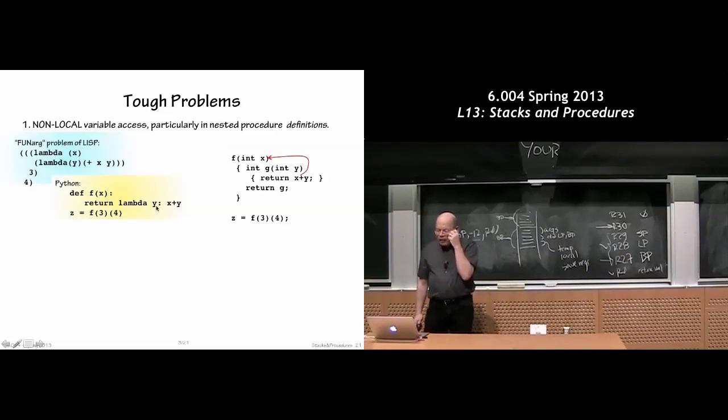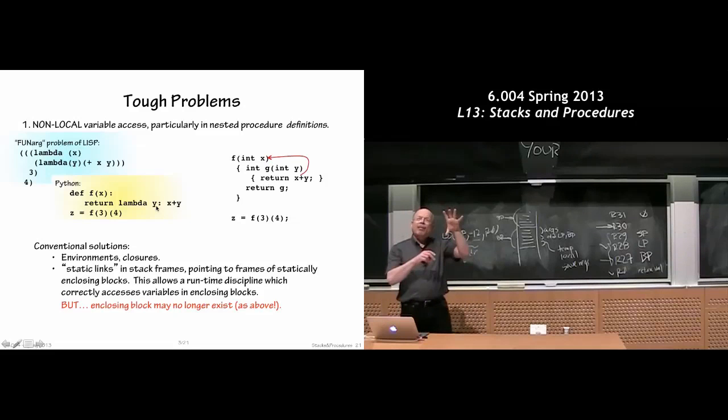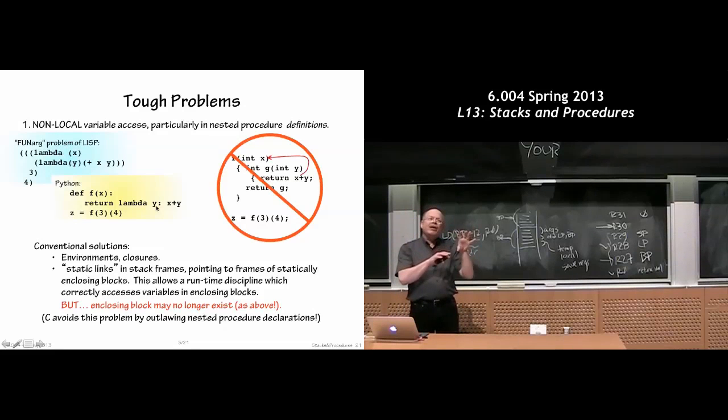A lot of what languages do to avoid this problem of remembering information in activation records that might go away is they disallow the notion of procedures as first-class citizens. So for example, in C, you can't have first-class procedures. You can't build procedures with free variables in them and expect everything to work like you find it to work in Python, or in Java for that matter.